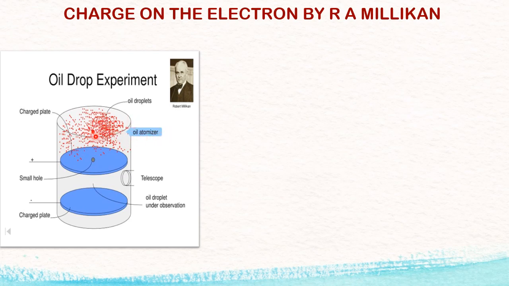So they start moving here due to gravity, so they will come here. Now he has made a small hole. What is the purpose of making a small hole? The purpose is this: the oil droplets are moving randomly in a zigzag pattern, but his aim was to make the oil droplets move in one particular direction, in one particular movement.